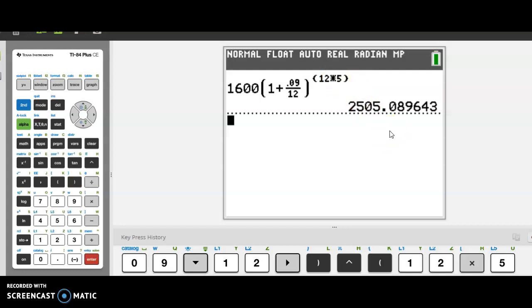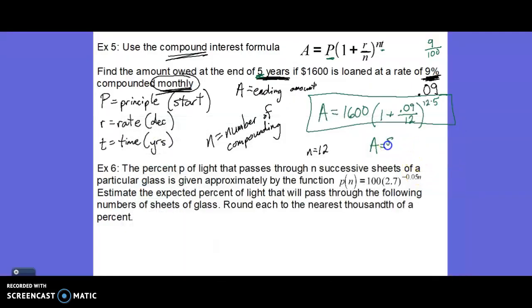I've done compound interest problems before where students tell me that at the end of 5 years they'll have $1 million. You know, if we start with 1,600, 2,500 sounds pretty good. That sounds legit after 5 years. 9% interest is really good, by the way. So $2,505.09. Nearest penny means 2 decimal places. So that's the answer I'm looking for.